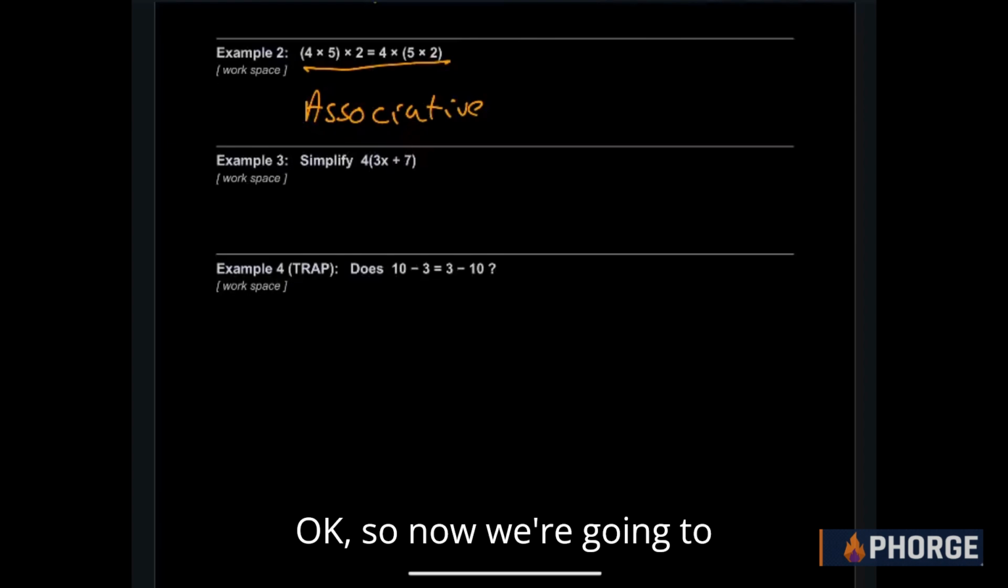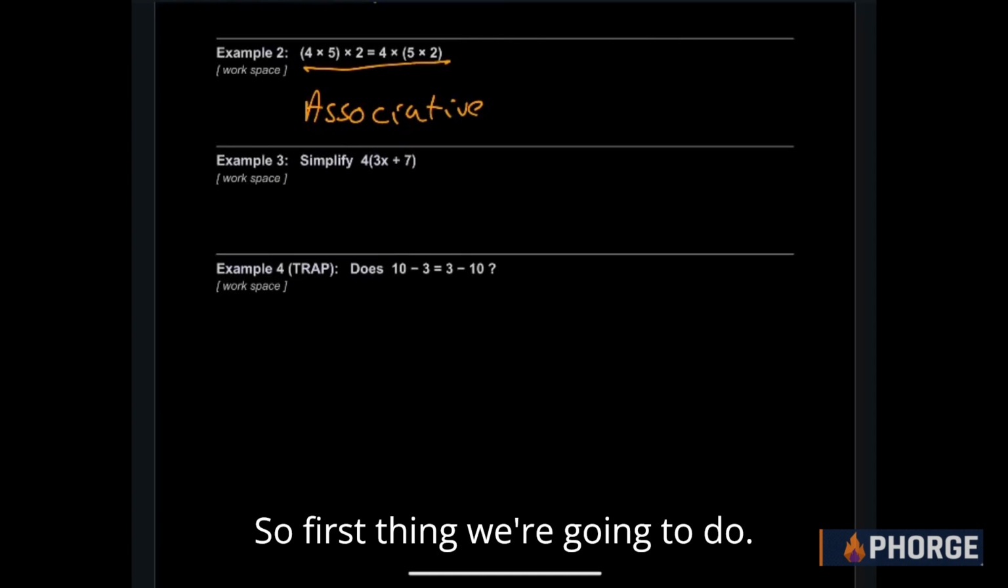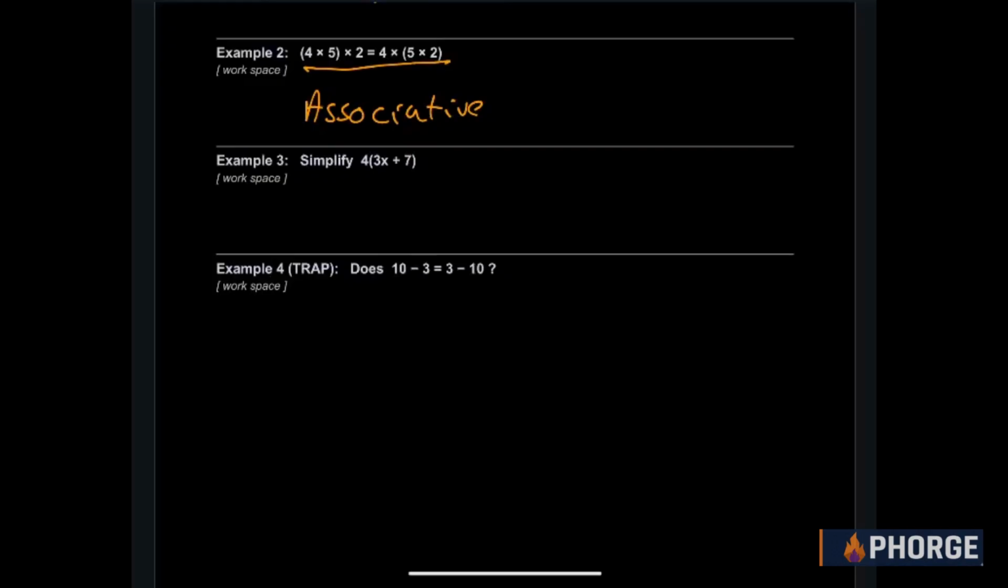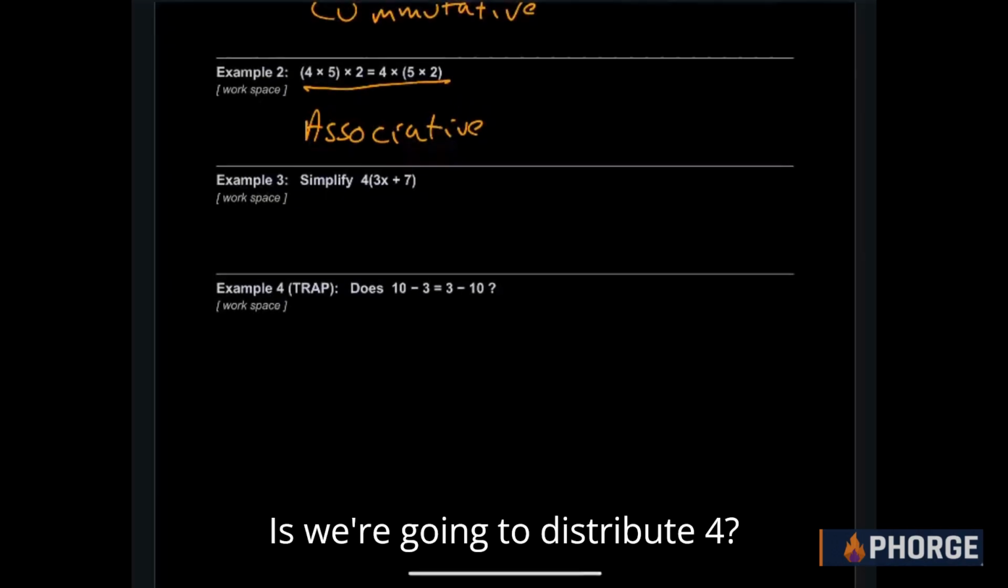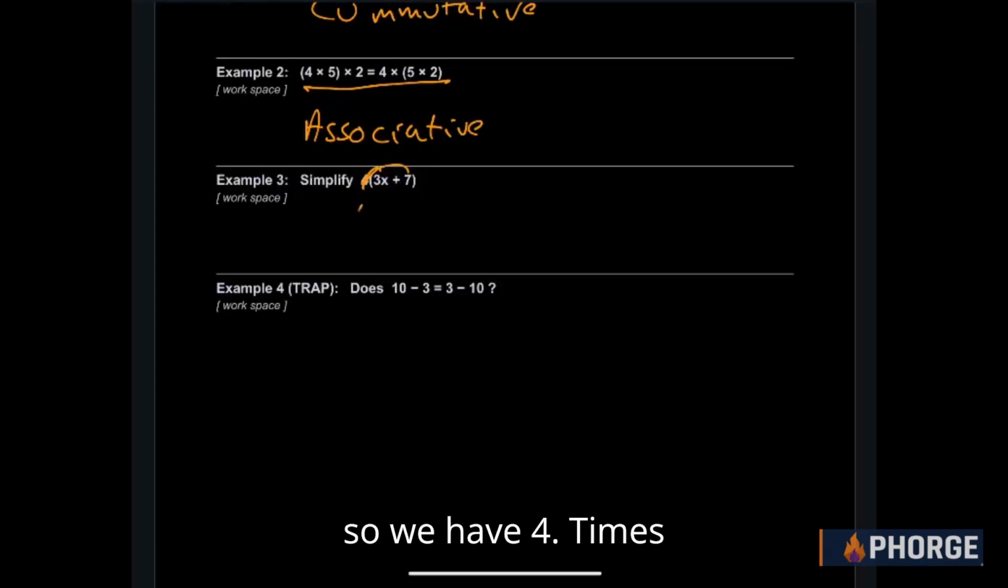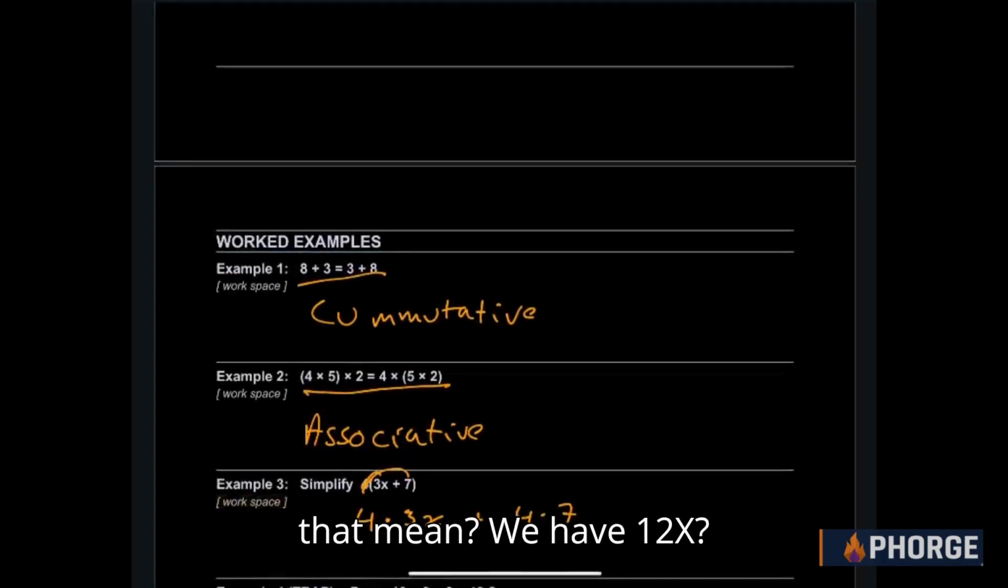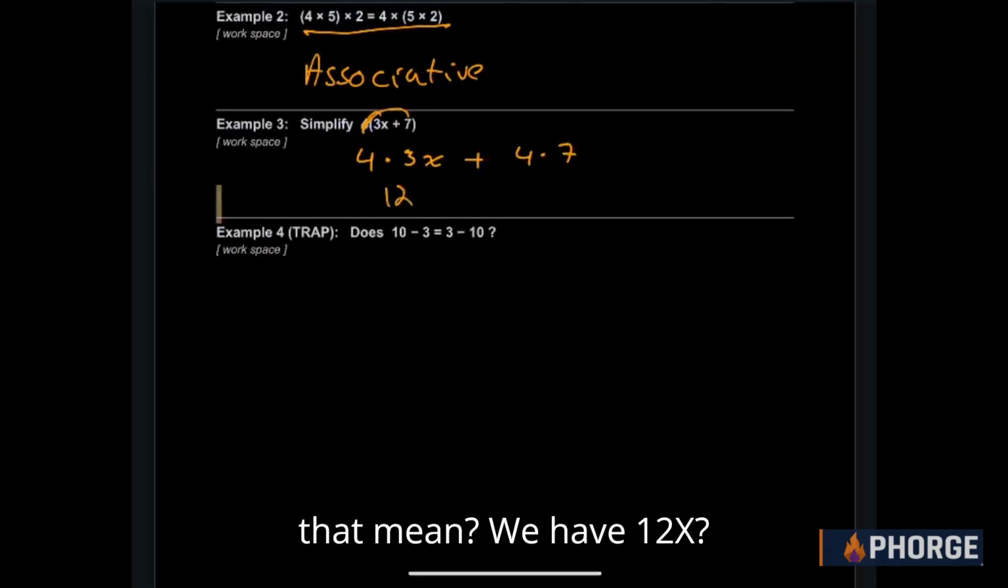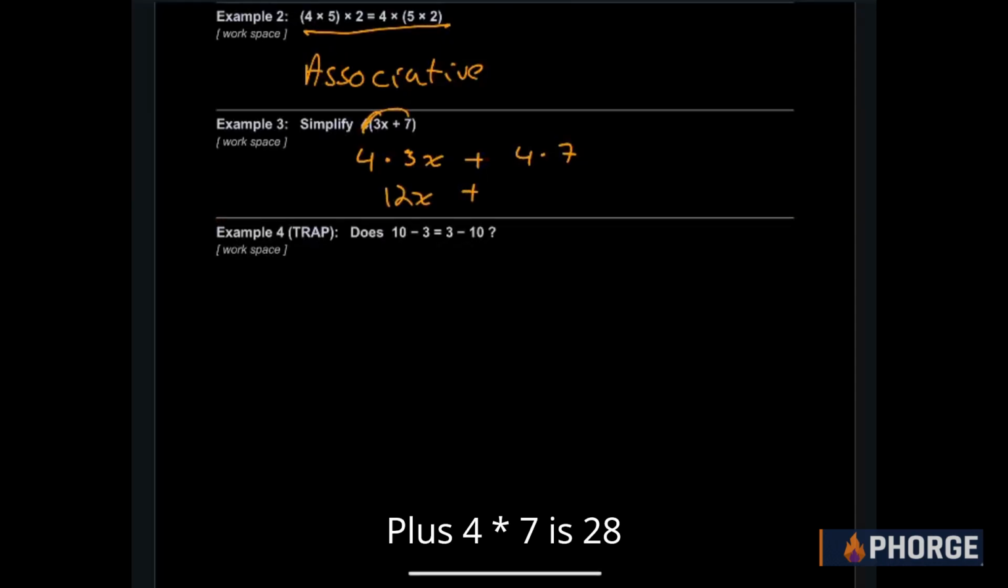Okay, so now we're going to simplify. So first thing we're going to do is distribute 4 to the 2 terms within the parentheses. So we have 4 times 3x plus 4 times 7. So what does that mean? We have 12x plus 4 times 7 is 28. And now we have 12x plus 28.